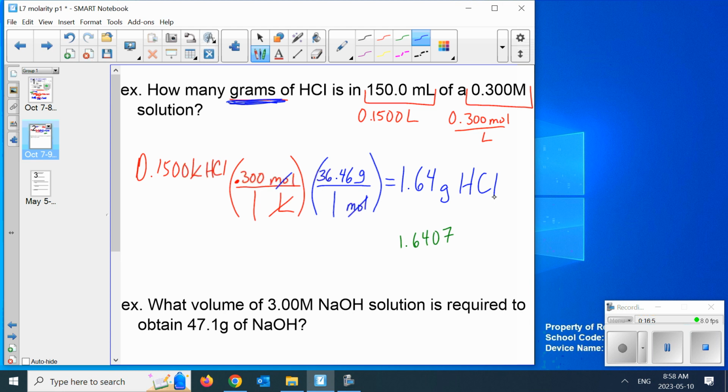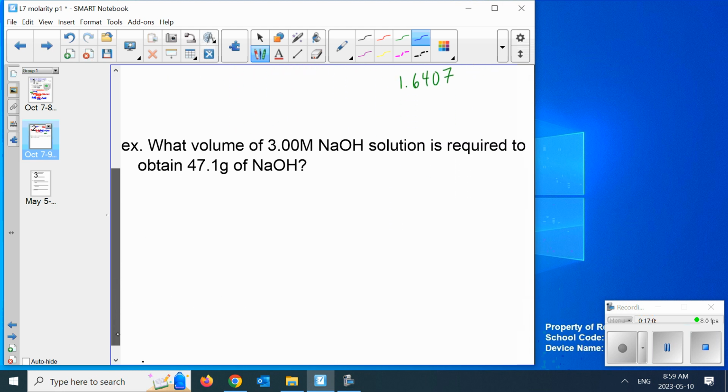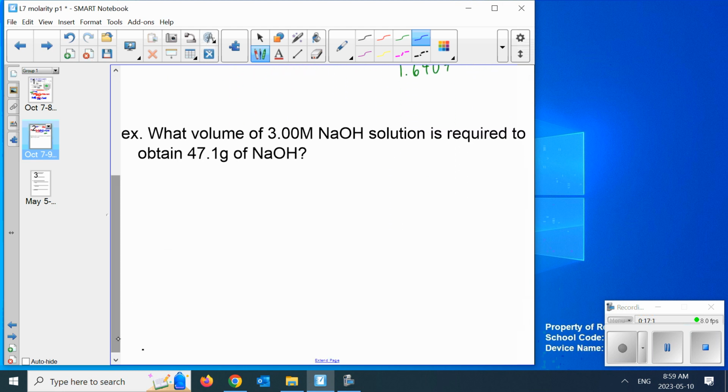Any questions there? Now the third one. What volume of 3 moles per liter sodium hydroxide solution is required to obtain the grams? I've been given the grams: 47.1 grams of that sodium hydroxide.